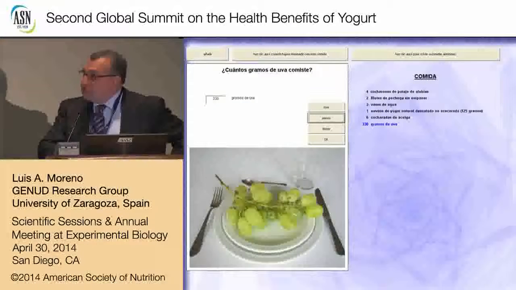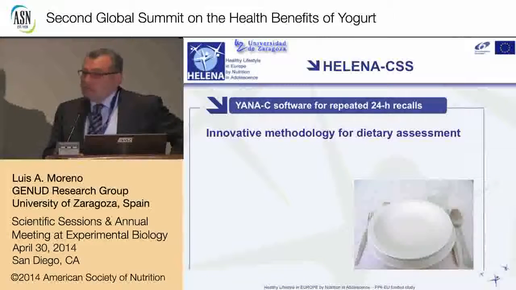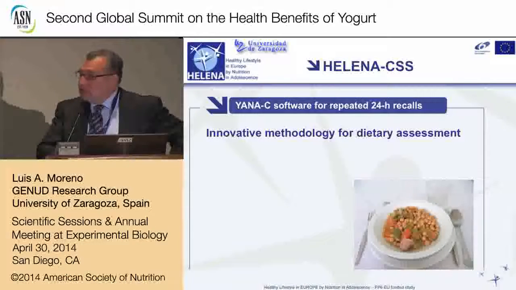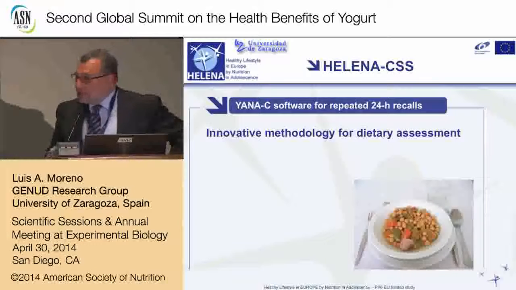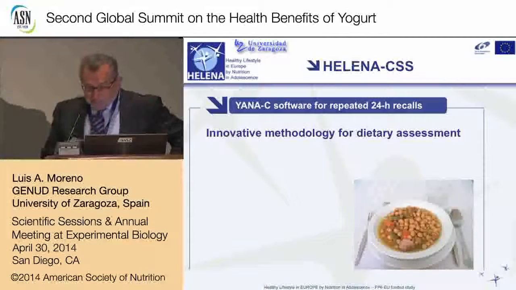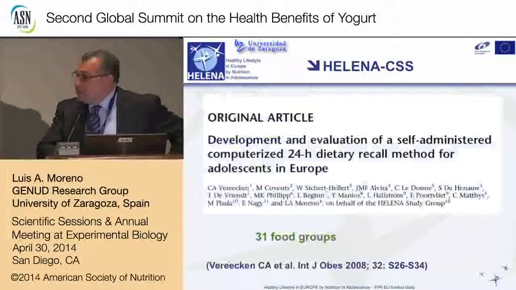So we have different foods. We also have reminders, for example, in relation with water consumption, milk consumption, butter consumption, etc. And what was more important was that we had different portions, so adolescents selected the portion they remembered they ate in the previous 24 hours to make the recall. So this is, for example, a classic Spanish recipe.